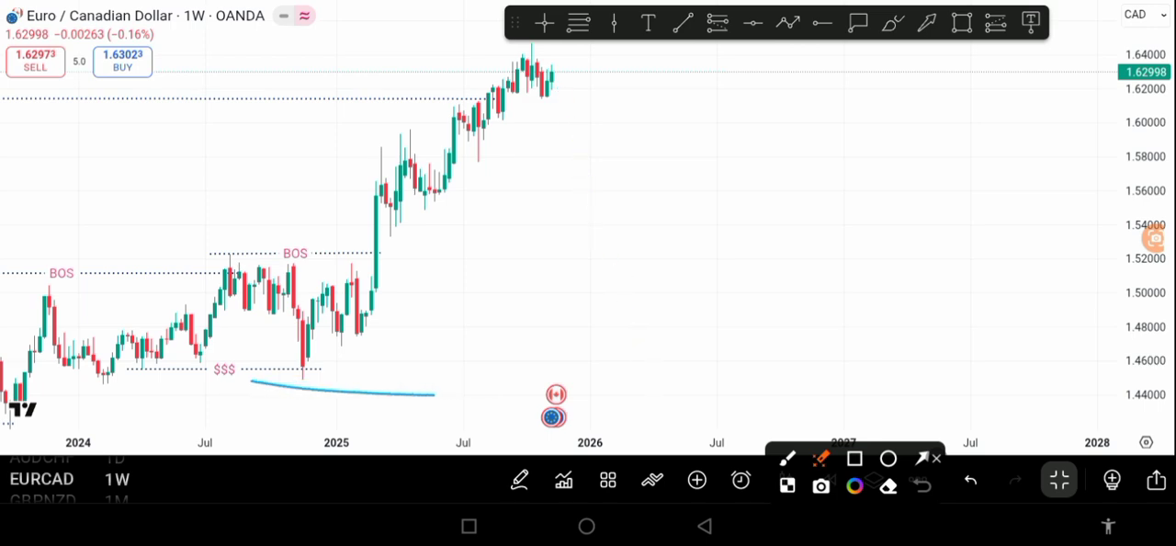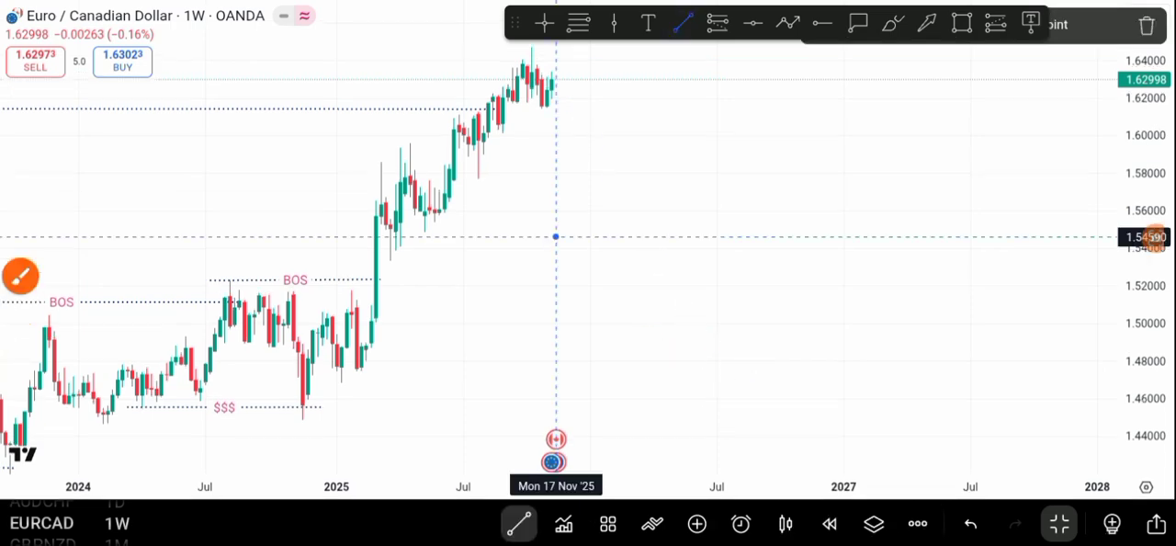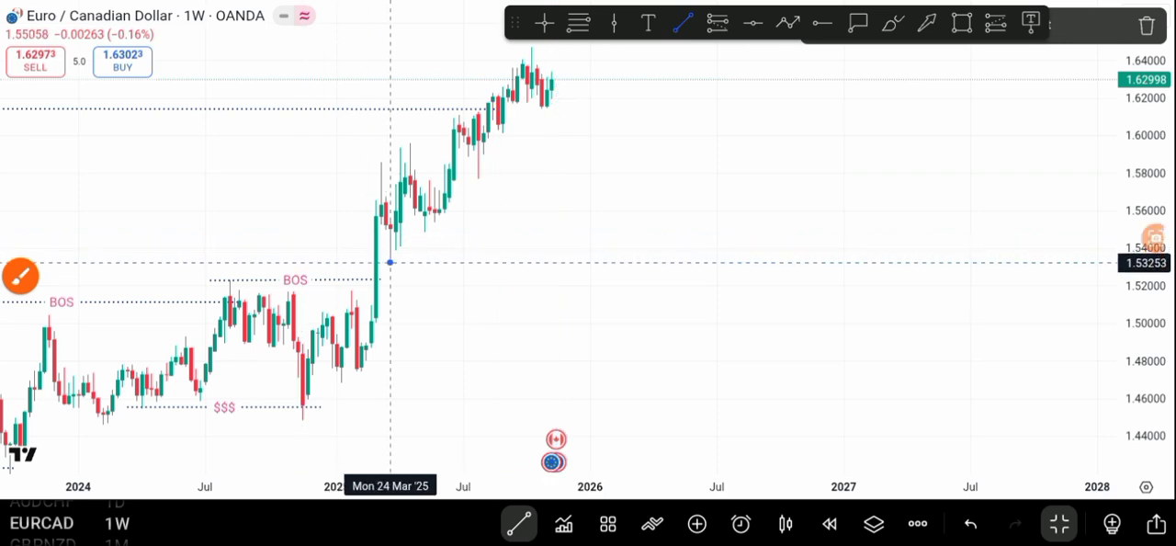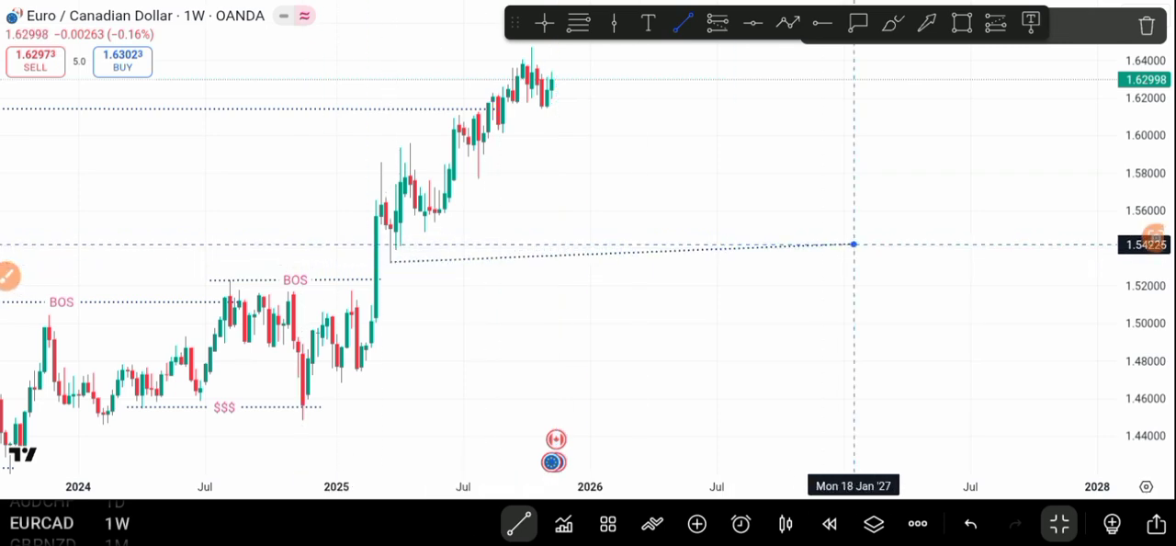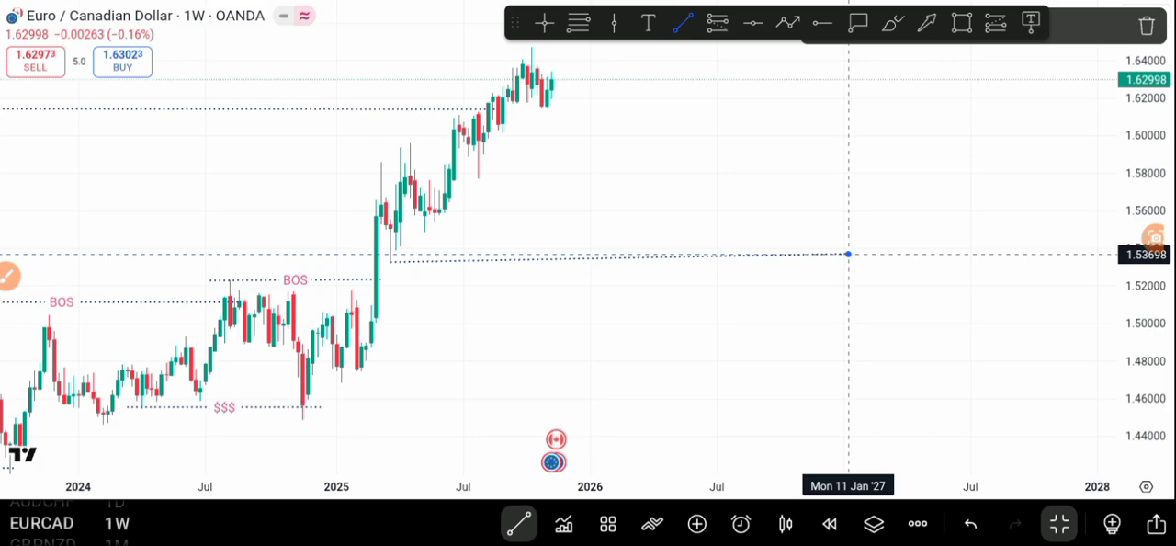If it breaks this low or this low here, then we'll start going down. It will be a bearish trend. Now let me mark this. There's liquidity at this point. All of this is liquid, so I'm expecting the price to come below this.